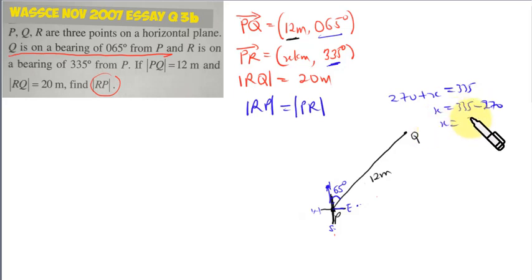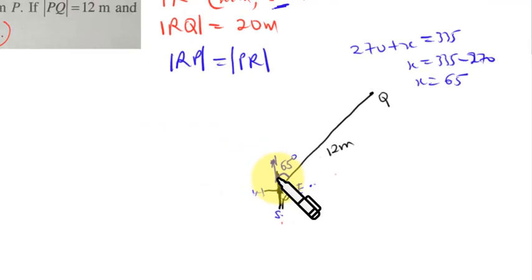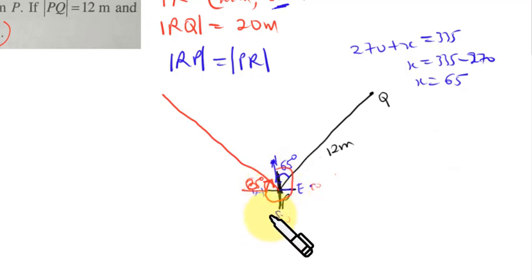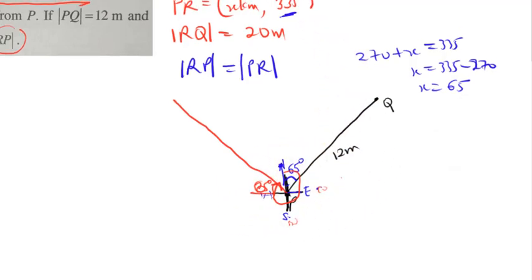And that is also 65. So I will check from here: 0, 90, 180, 270, and I'll add 65 to this so that I'll get 335. So the angle here is 65 degrees. Because for the bearing, I have to check from the north here, 90, 180, 270, and that is 335. So the whole of this angle here, the bearing, is 335 degrees.